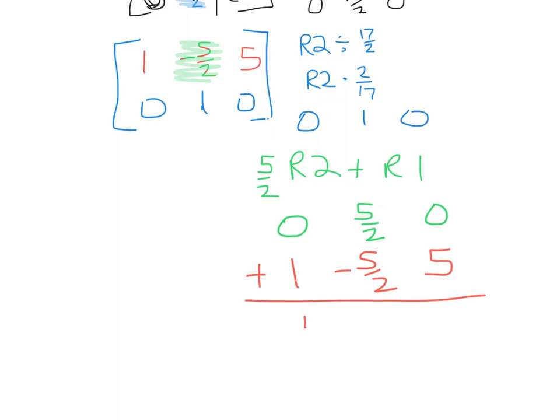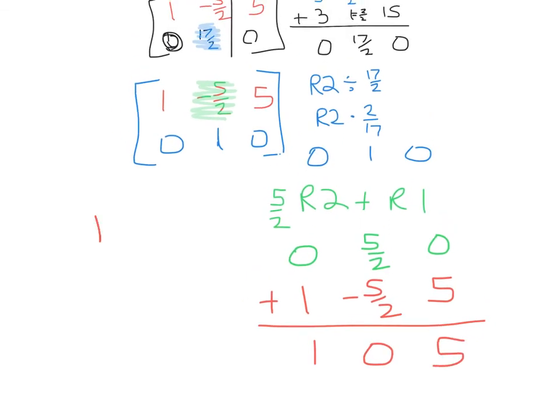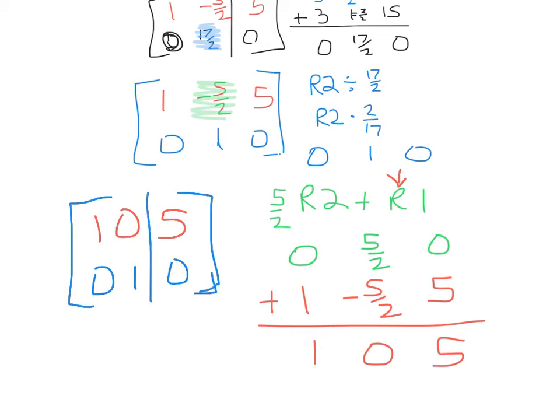And I get 1 and 0 and 5. And now that's my new row 1. And my row 2 is the same. So my identity's done. So my ordered pair is (5, 0).